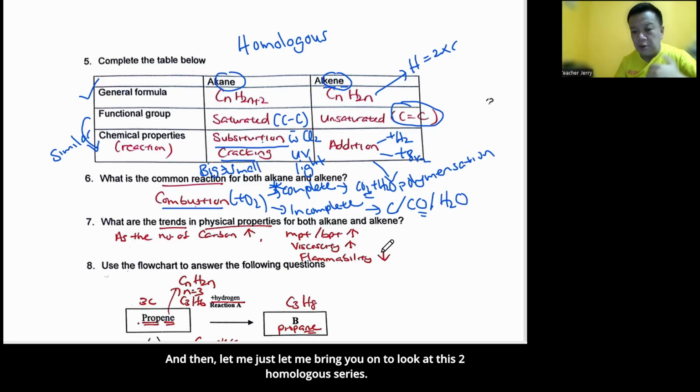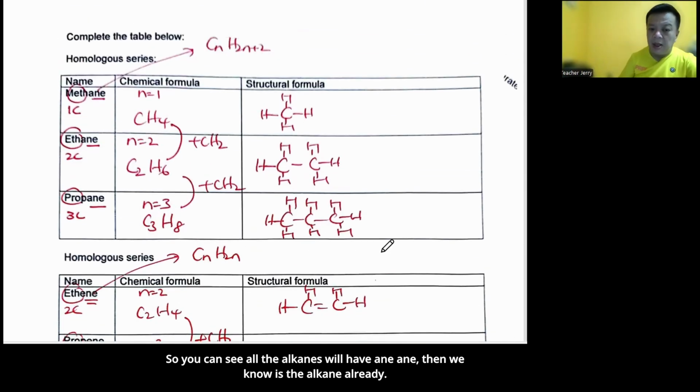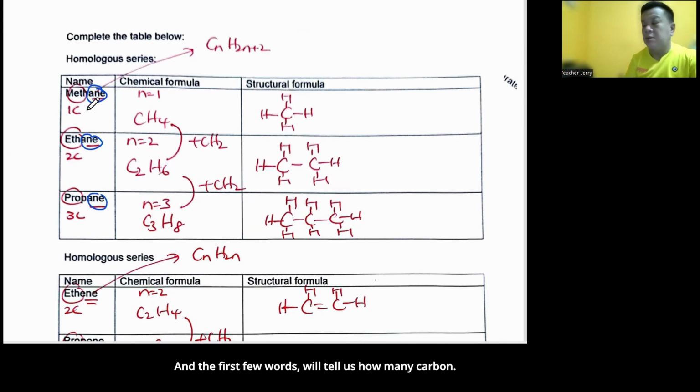All right, and then let me bring you on to look at these two homologous series. You can see all the alkanes will have the ANE, we know it's alkane already. And the first few letters will tell us how many carbons.